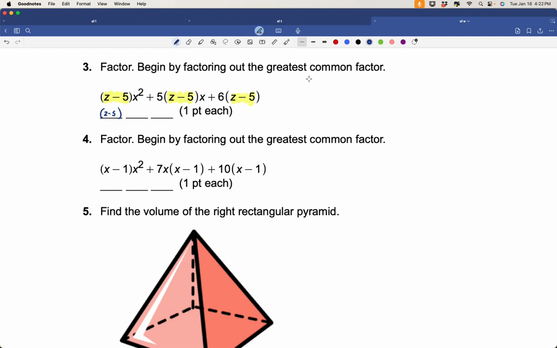So what we have left is x squared plus 5x plus 6. I know, because we've done these before on a previous lesson, that this is going to be x plus 2, x plus 3, because for a positive 6, we can multiply positive 2 times positive 3 and add them together and get a positive 5. So that's my other two factors here, x plus 2 and x plus 3.